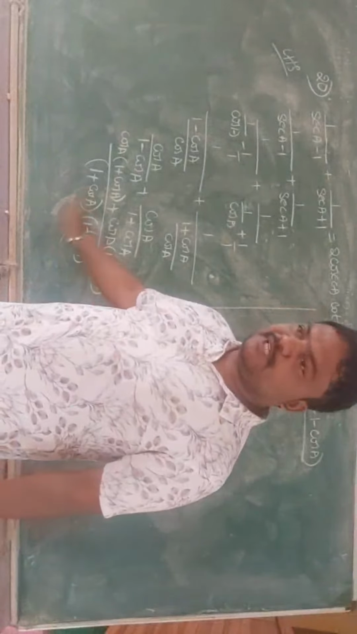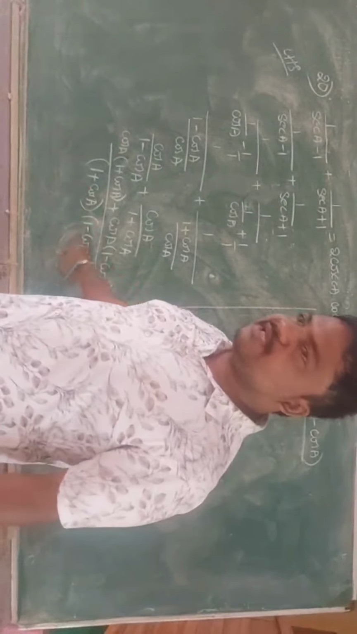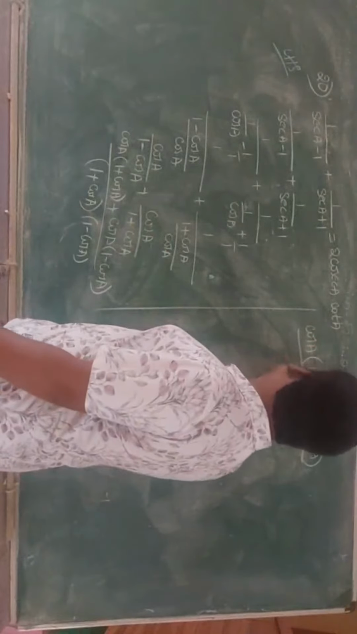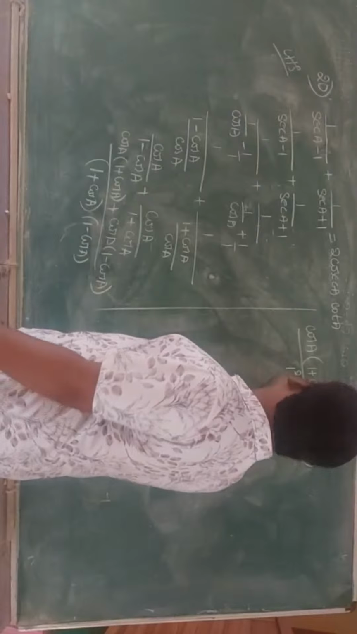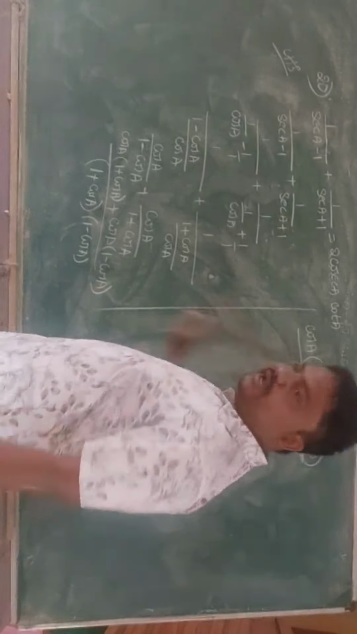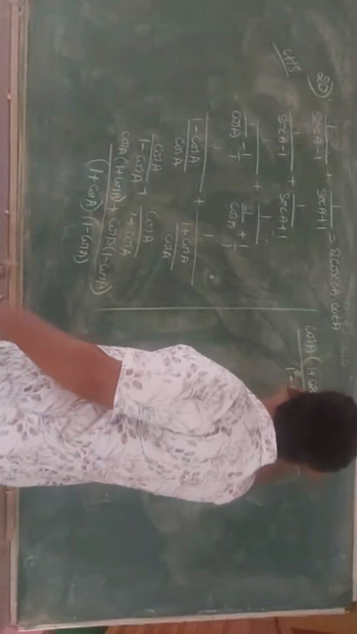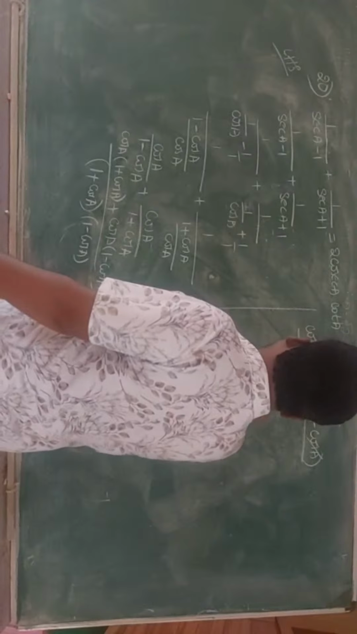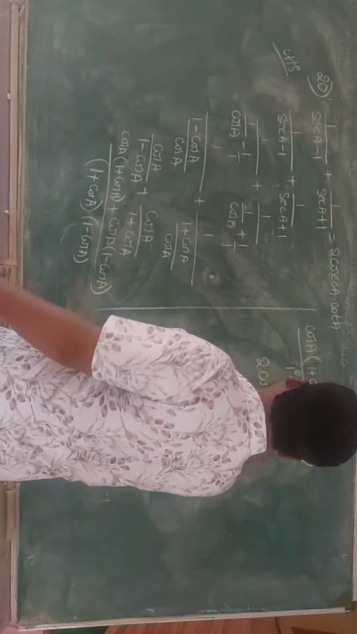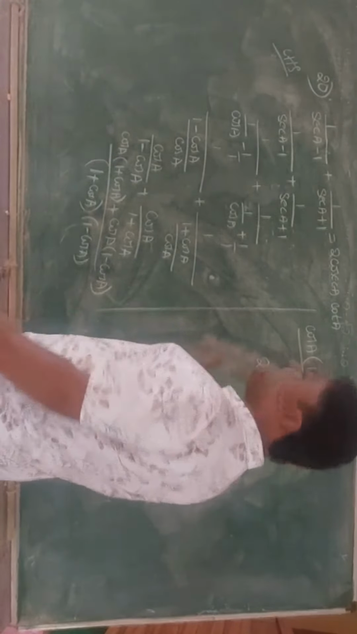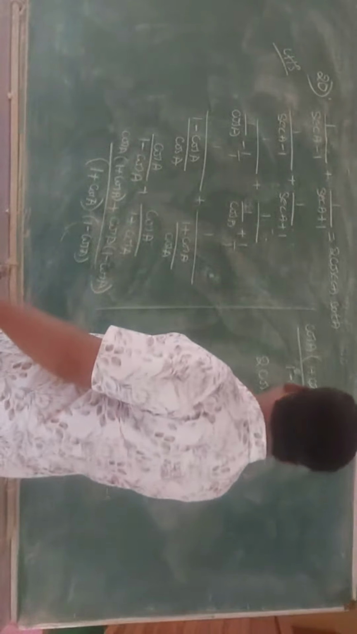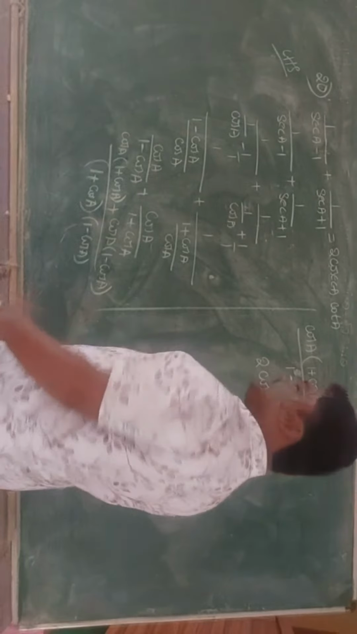It is in the form of A plus B into A minus B. It is nothing but A square minus B square. So 1 square minus cos square A. 1 square is 1. Plus cos A minus cos A cancel. 1 plus 1, 2. So 2 times cos A into bracket. Here it is 1 divided by 1 minus cos square A, which is sine square A.